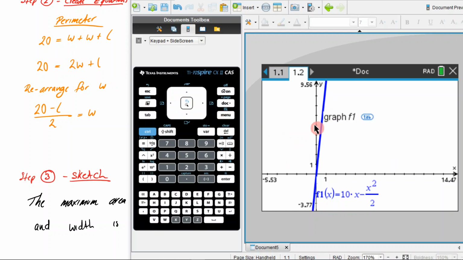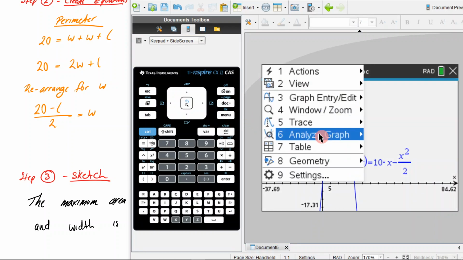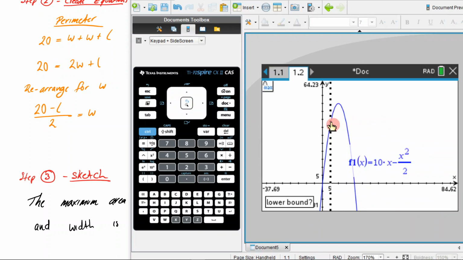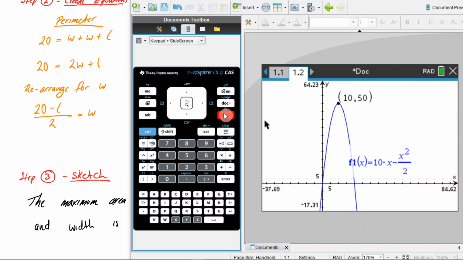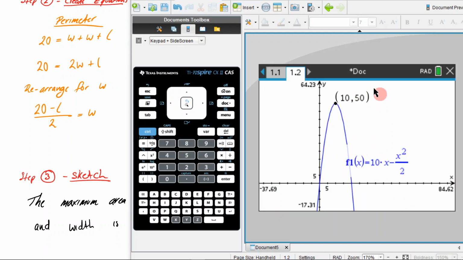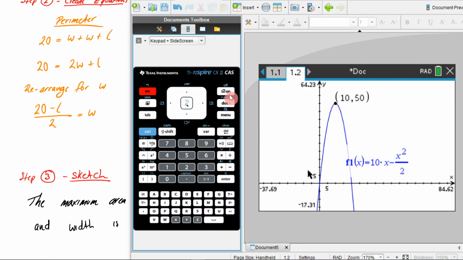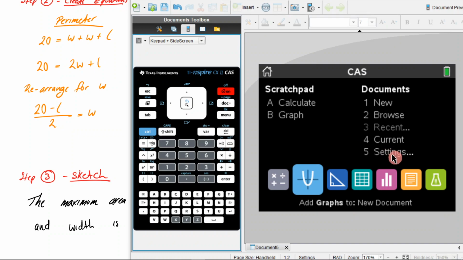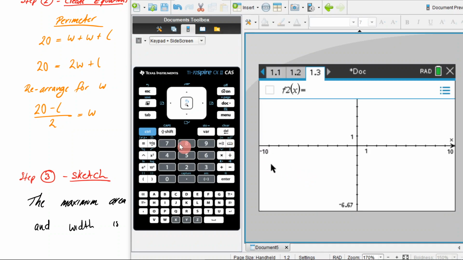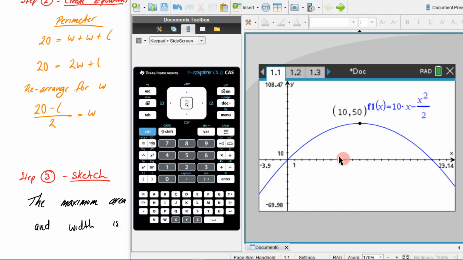so like menu, analyze graph, I'm finding the maximum from here to here. You have to go menu, settings, and then check what your float is. Sometimes you have to make sure your float is big enough to get enough decimals. Take note that you're getting the settings from here. You're not getting the settings from over here. So that's important to take note of where you're getting the settings from. Oh, there it was. That was my first one.